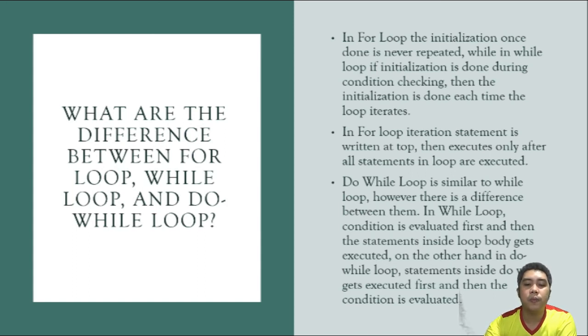The do while loop is similar to while loop. However, there is a difference between them. In while loop, the condition is evaluated first and then the statements inside the loop body get executed. On the other hand, in do while loop, the statements inside the do while loop get executed first and then the condition is evaluated.